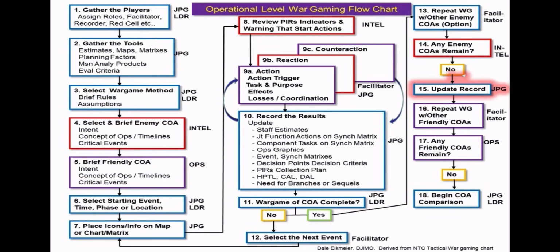In step 15, once the friendly COA has been war gamed against all enemy COAs, participants will update the results just as they did in step 10. In steps 16 and 17, the participants will repeat the entire wargame process with any remaining friendly COAs so that they can capture the advantages and disadvantages of each COA. Once wargaming is complete and the results are captured in the estimates or other documents, the COA analysis is finished and the JPG will begin course of action comparison.